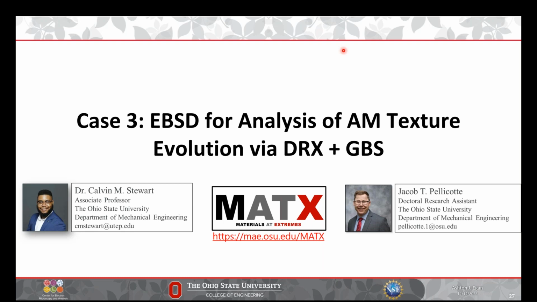Calvin Stewart and his student Jacob work in the Materials at Extremes research group, which Dr. Stewart heads. And they came to me with this interesting problem. They said, hey, we did all this mechanical testing of these alloys. Can you do some EBSD or microscopy analysis and let us know what you see and how this might help explain the phenomena of our tests? And so I said, yeah, let's do it. And so that's what I'm going to show now.